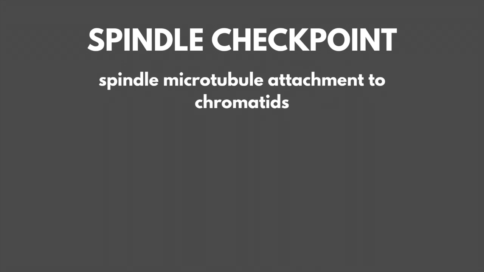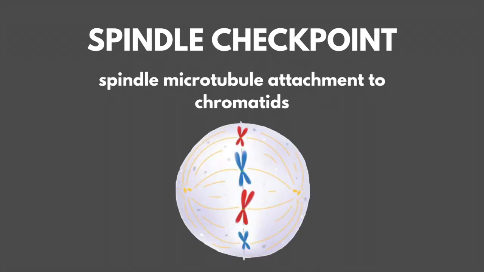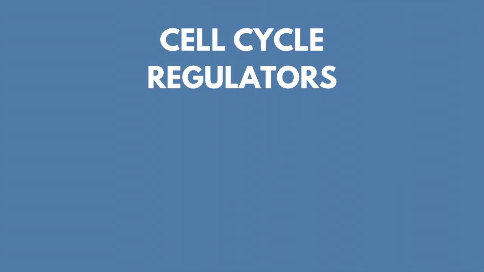The last checkpoint is the spindle checkpoint, where the cell checks for spindle microtubule attachment to the chromatids, and this checkpoint is also very important because if the spindle microtubules aren't attached correctly, then it could lead to non-disjunction and other serious problems. Now let's talk about cell cycle regulators.